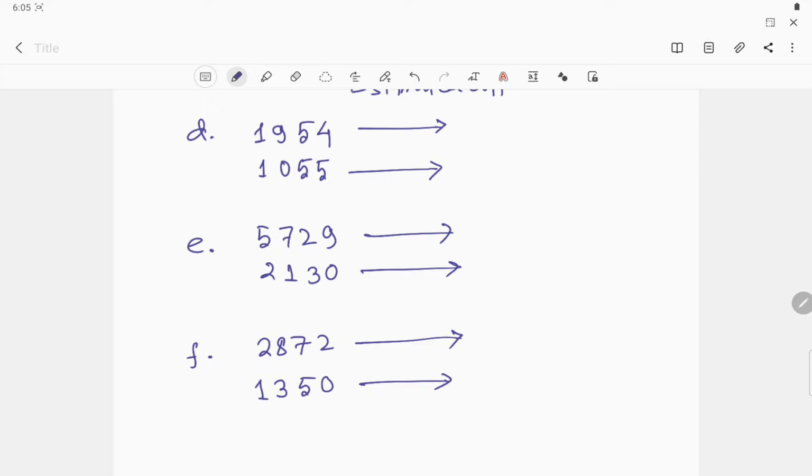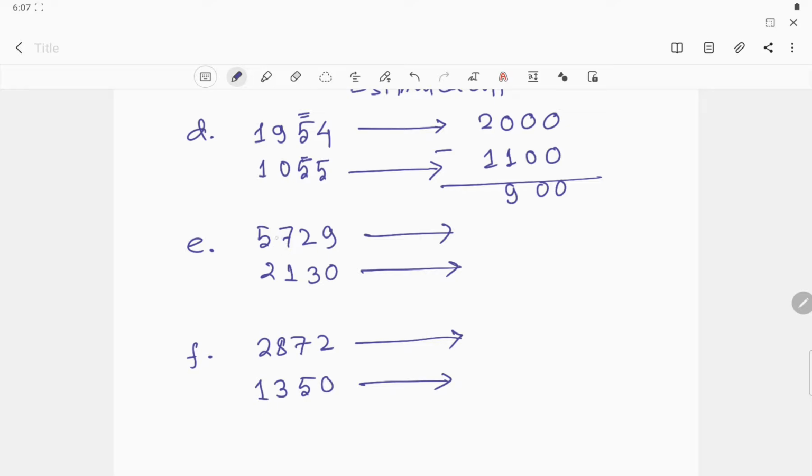Now the question number D says this is not a 3-digit number, this is a 4-digit number, but you have to find out the estimated figure nearest 100, right? So you have to check only the tens place. Tens place is 5, so it will be rounded to 2000, sorry. And this one is 5, so since this is 5, it will be rounded to the next 100, that means 1100, right? Now find out the difference. Yes, it will be 900. So this is our estimated difference.